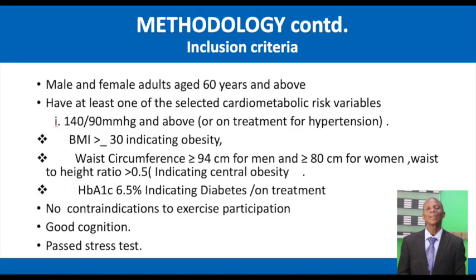The inclusion criteria go thus: for you to participate in the study, you must have been an adult, male or female participant, aged 60 years and above. The participant must have been hypertensive. The cut-off point was 140/90 mmHg or on treatment for hypertension. Some other cardiometabolic risk factors were also assessed, like the hemoglobin glucose, the waist to hip ratio, waist to height ratio, and the like. Participants did not have any contraindication to participating in the exercise program. They had good cognition and they passed a stress test.